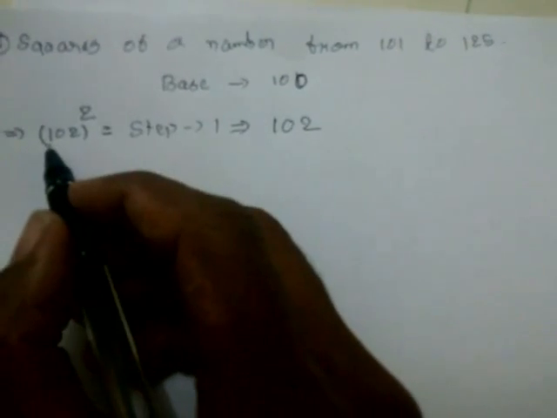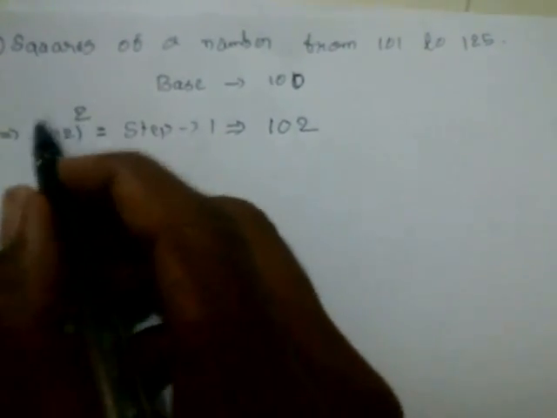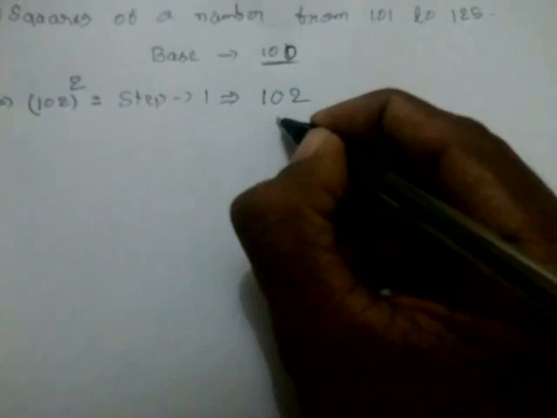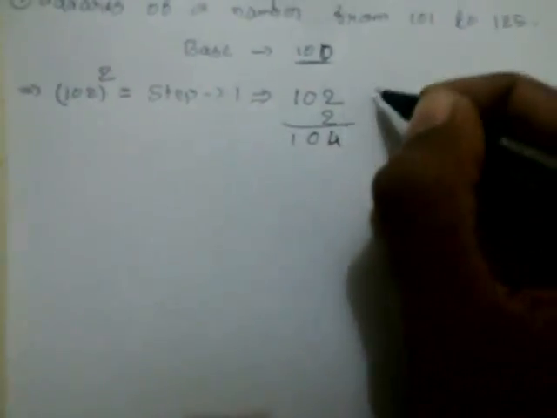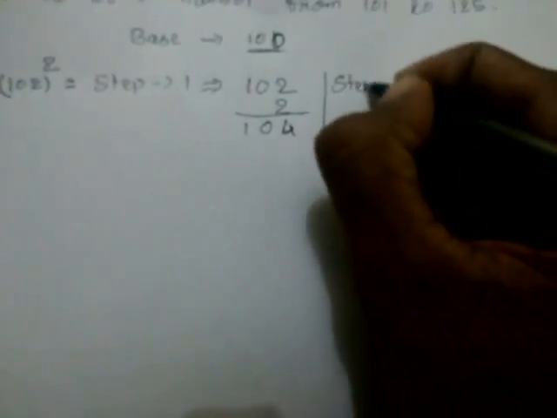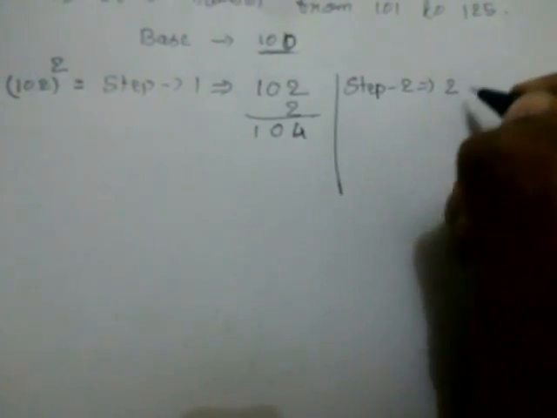In step 1, we will put 102 as it is, and we will find out the difference between this 102 and the base 100. So the difference between 102 and 100 is 2, and we will add that 2 here. It will become 104. And in step 2, we'll again find the difference between 102 and 100. It's 2, and we need to find the square of 2, that is 4.